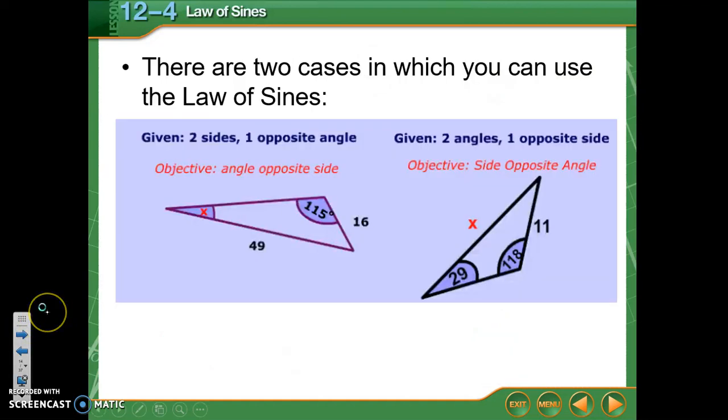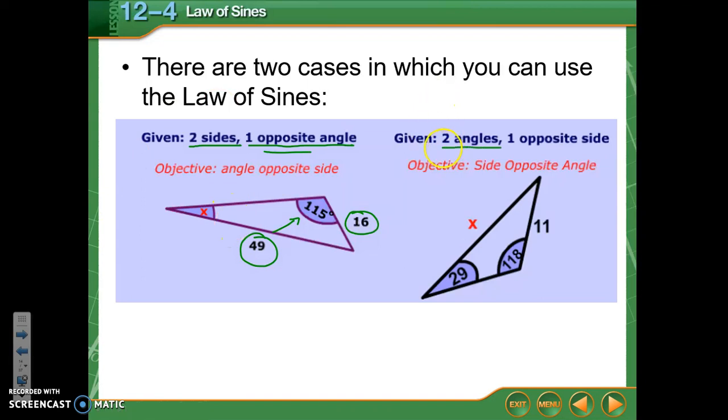There are two cases where you can use the law of sines. Make sure you write these down in your notes because we're going to have to be able to distinguish between when we would start with the law of sines and when we would start with the law of cosines, which is what we'll see in section 5. So I can use the law of sines if my given information is two sides and one opposite angle. They're showing me that here. I have side 49 and side 16. I do not know the included angle, but I do know an opposite angle. This angle, 115 degrees, is opposite of side 49. That's one case where I can use the law of sines.